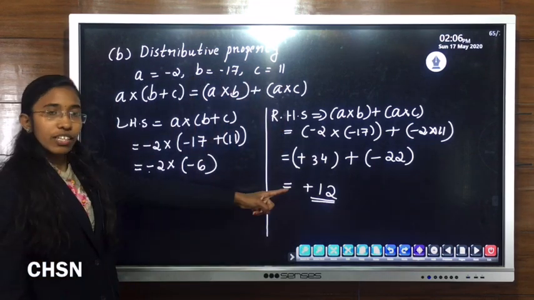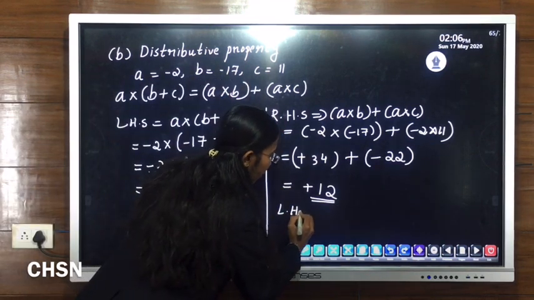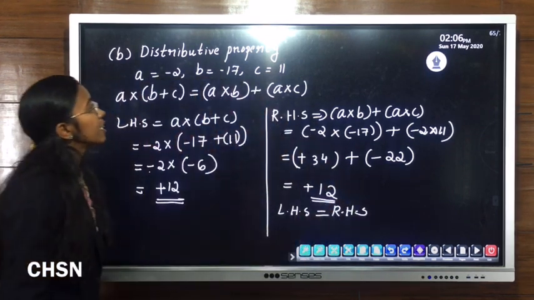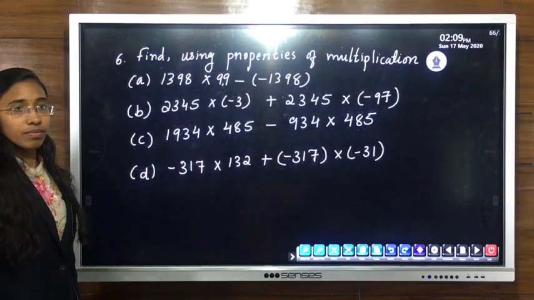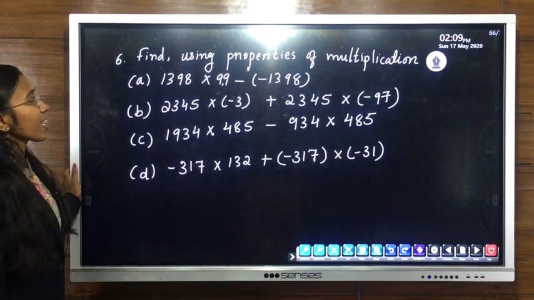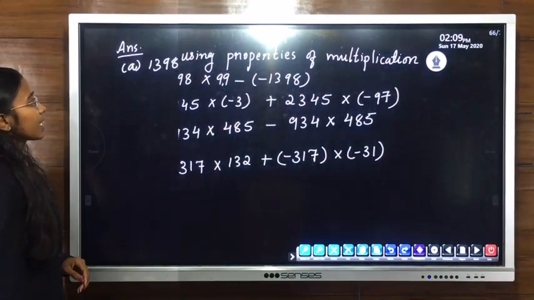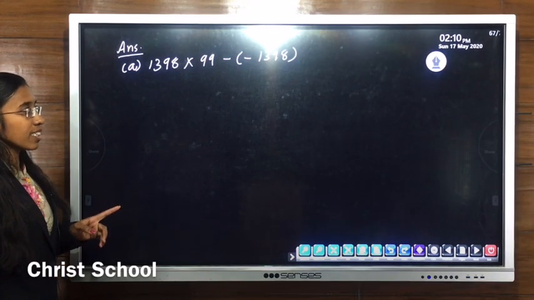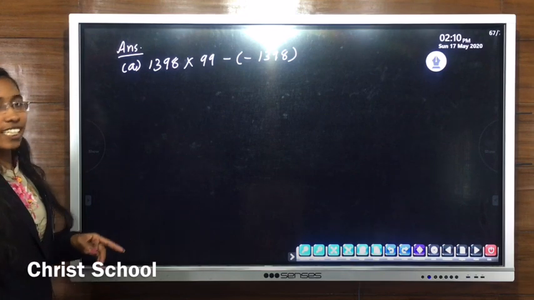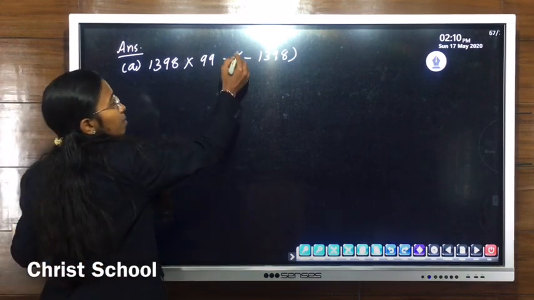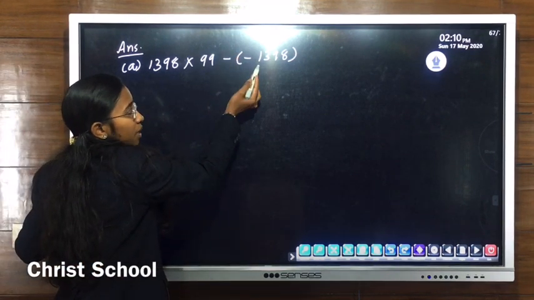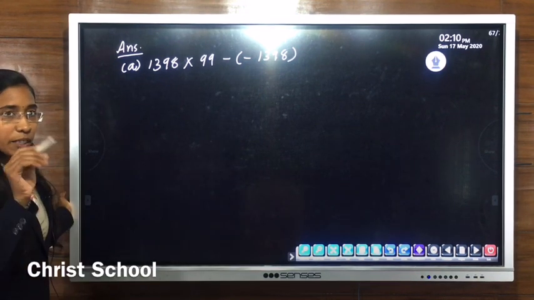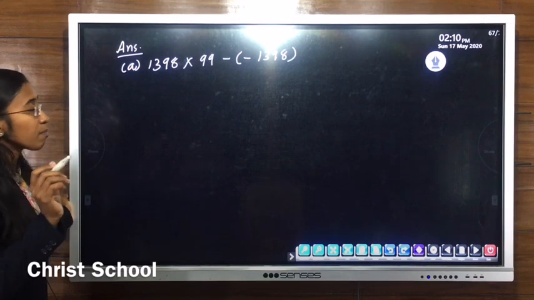And LHS and RHS are equal. So we can write LHS is equal to RHS. Let's verify this distributive property. Sixth question, find using properties of multiplication. Part 1: 1398 into 99 minus of minus 1398. This bracket means minus into minus. We know that when two minus signs are together, then always our sign becomes positive. Minus into minus is plus.